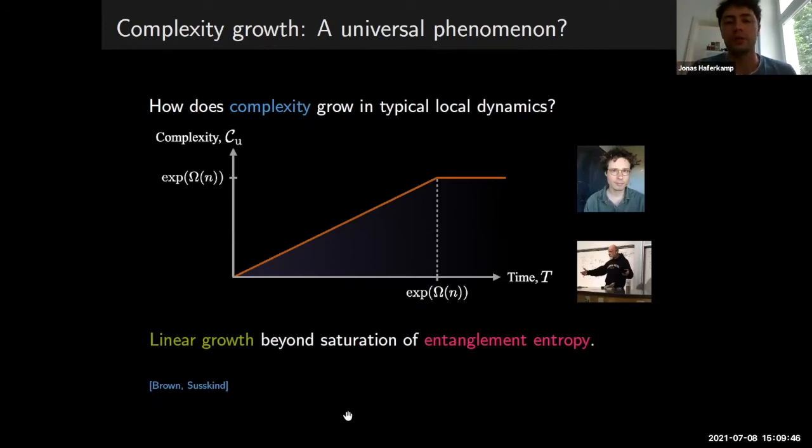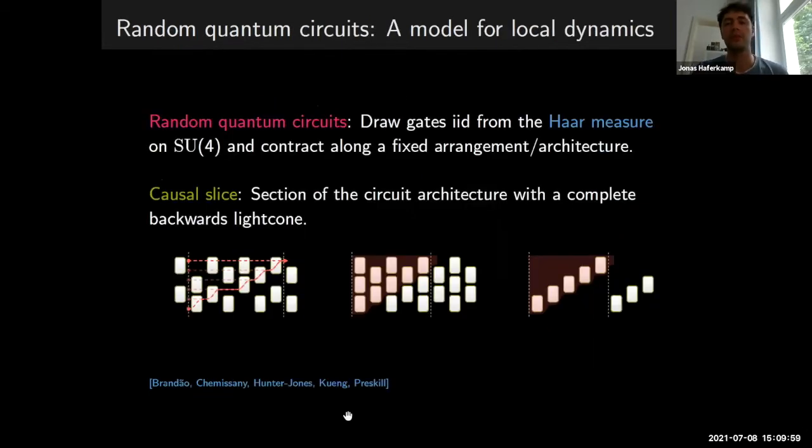I talked a lot about local dynamics, and before I talk about this conjecture and why we believe that it's true, let me briefly explain what I mean when I talk about local dynamics. In fact, we have a specific model of local dynamics in mind. There are actually lots of different possibilities of modeling this. One possibility would be, for example, taking a local Hamiltonian and considering the time evolution of this Hamiltonian. This is what we could call an analog system. But here we have a digital system in mind, which is called random quantum circuits.